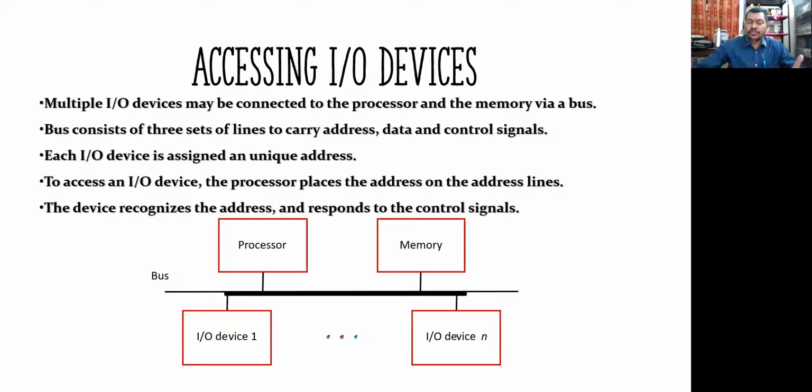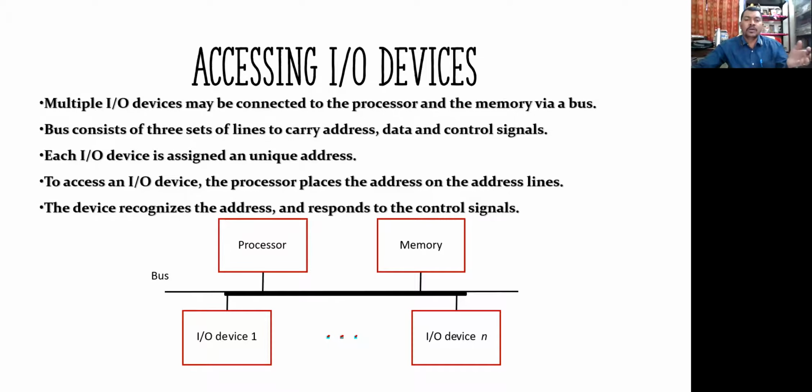There are three types of lines, three sets of lines, that carry the address, the data, and the control signal. So we have three sets of buses. The first one carries the address, the second one carries the data, and the third one is the status.